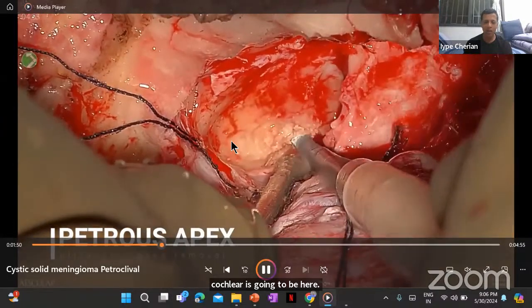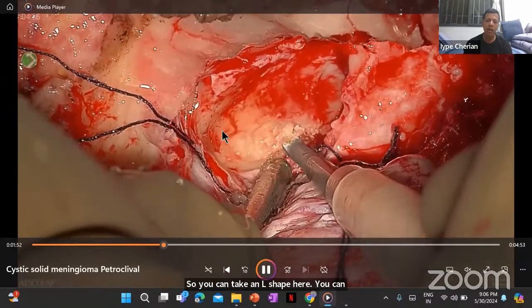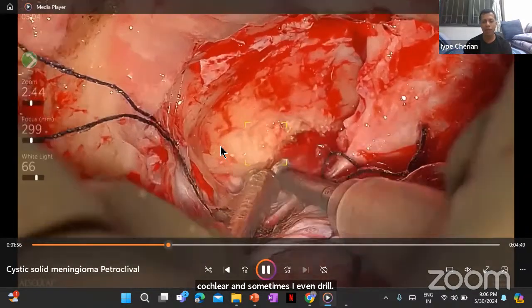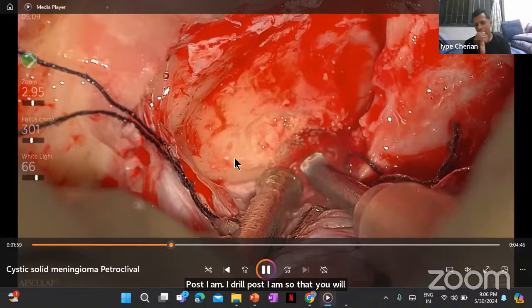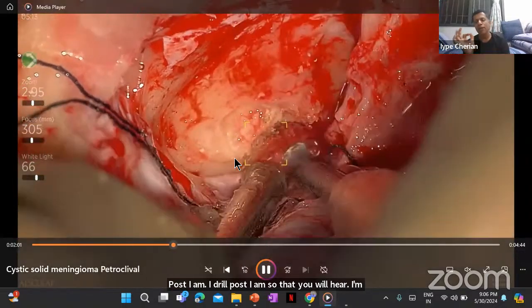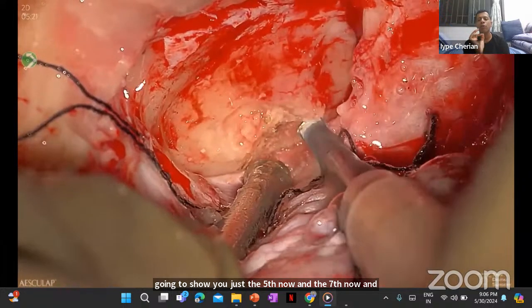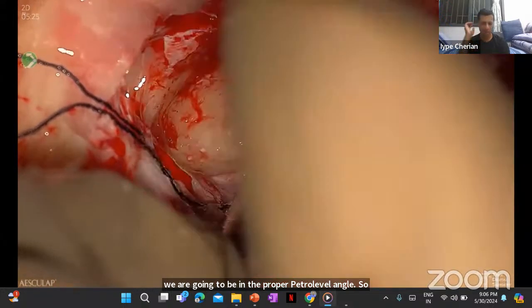You can decorticate the cochlea, and sometimes I even drill post IAM, so that you will hear. I'm going to show you just the fifth nerve and the seventh nerve, and we are going to be in the proper petroclival angle. So we are going to be just between the fifth and the seventh.